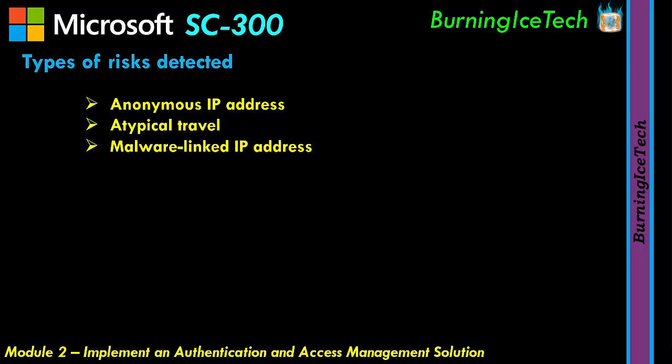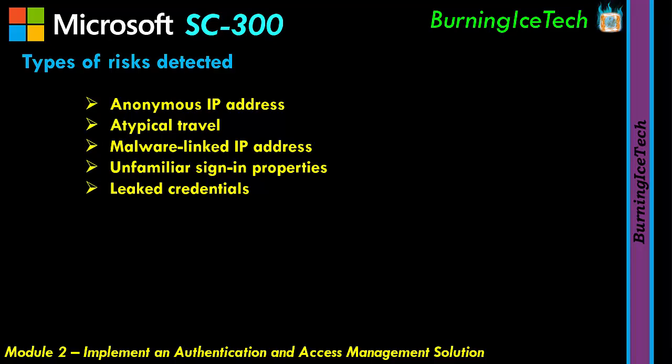The fourth one is unfamiliar sign-in properties. So if you don't know what that means, it's a sign-in with properties we've not seen recently for the given user. He or she is signing in with a new device maybe. They're signing in with something else. Maybe this person is signing in at a different time. Instead of signing in during the usual time slots, they're signing in at a new time slot. New location, new device, new time slot. Anything weird, quite frankly.